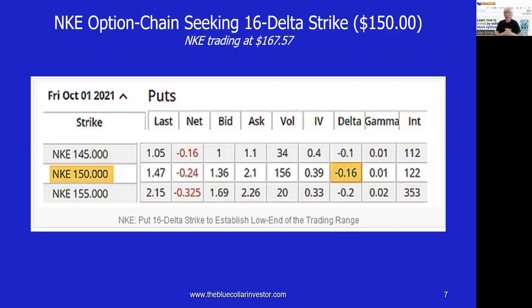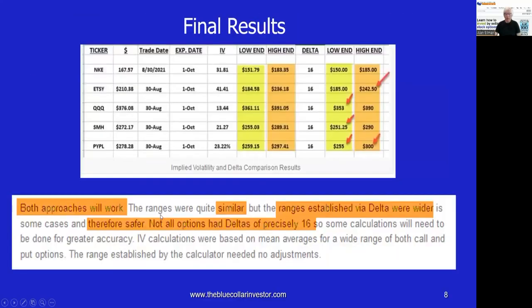Of course, deltas for puts are negative because they're inversely related to the price of the stock. And you could see here that generated a bid price of $1.36. We would probably negotiate a better price since the ask price was $2.10. But that said, the 150 strike is what we would have in mind.